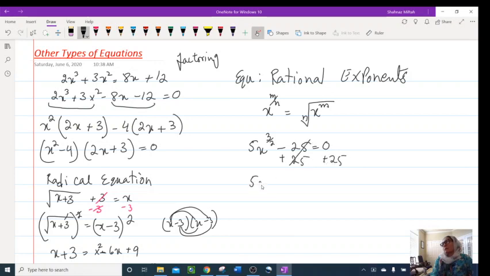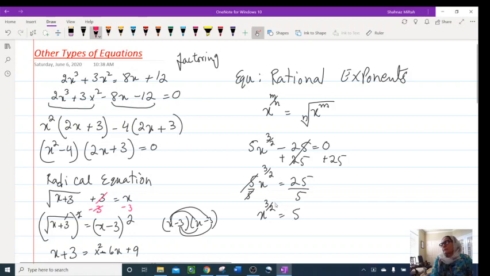I got 5x to the power 3/2 equal positive 25. Now I'm going to make it by itself, so I divide 5 on both sides. When you do this, I got x to the power 3/2 equal 5. 25 divided by 5 is going to give me 5. Now, how do I get the x by itself, like all by itself? Guys, pay attention. This is really cool.